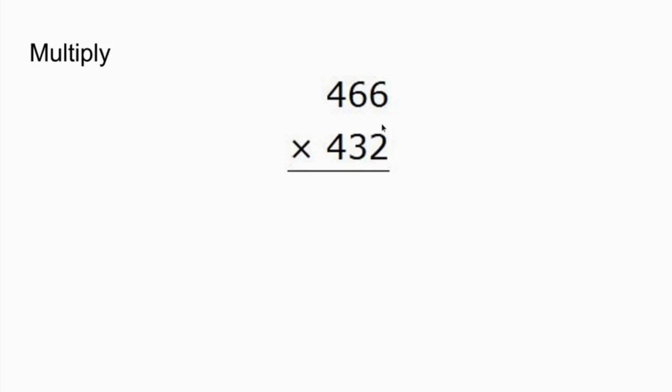Let's do that. 2 times 6 is 12. Write out a 2, carry over a 1. 2 times 6 is 12. 12 plus 1 is 13. Write out a 3, carry over a 1. 2 times 4 is 8. 8 plus 1 is 9. Since that's our last digit in the row, we write out 9, and we're done with the 2 here.